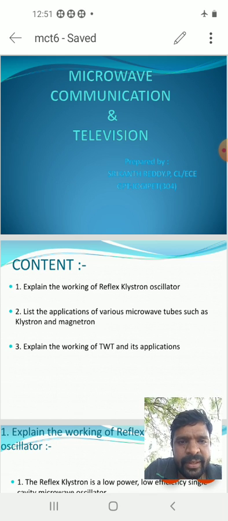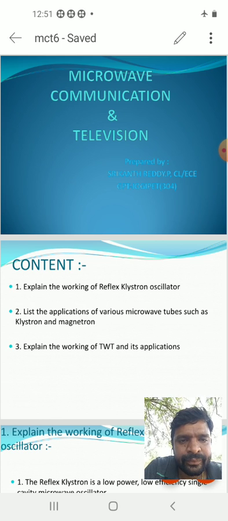This is Srikanth Reddy, P., Lecturer in Electronics and Communication Engineering Department, working at Government Polytechnic, Jogipet. Today we discuss the subject Microwave Communication and Television. Subject code EC405.